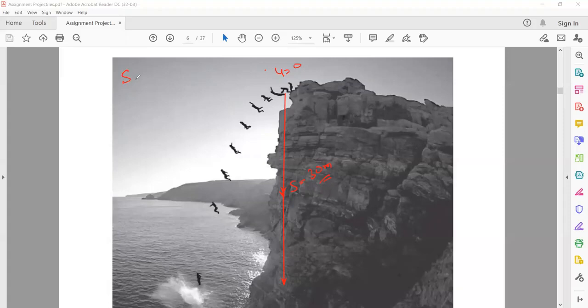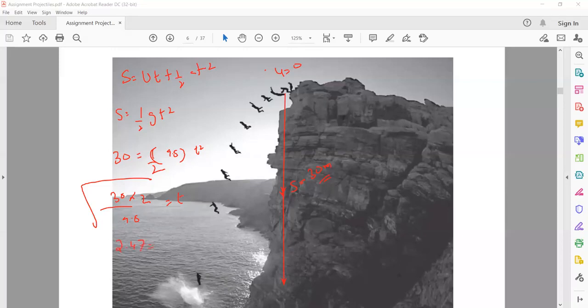We have the equation of motion S equals ut plus half at squared. If u is 0, this becomes S equals 1/2 g t squared. S is the vertical distance, which is 30, so 30 equals 1/2 times 9.8 times t squared. So t equals the square root of 30 multiplied by 2 divided by 9.8. What we'll get is the time. So it will take about 2.47 seconds to fall this 30 meters.